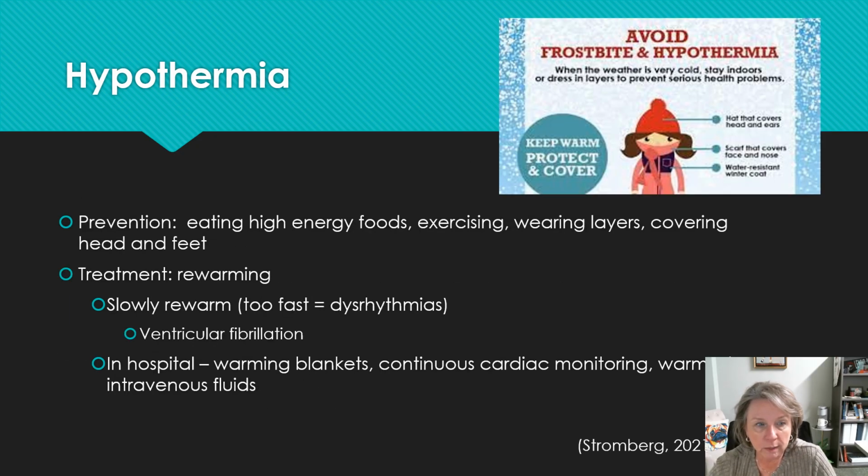So looking at this: prevention: eating high energy foods, exercising, wearing clothes, covering your head, rewarming, slow rewarm. We've already had that. And the rhythm that we'll see a lot is ventricular fibrillation, not VTach, but VFib. So just think about that. Go back and look at your strip that you learned on the last test, for my students, of what VFib looks like. So we want to go slow because you don't want to throw them into VFib.